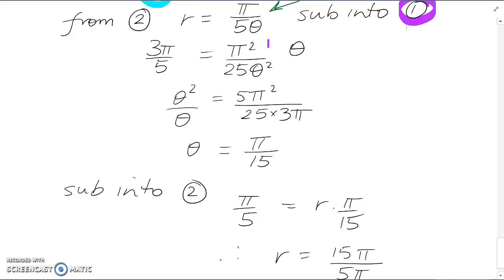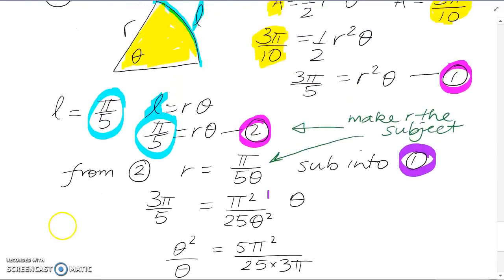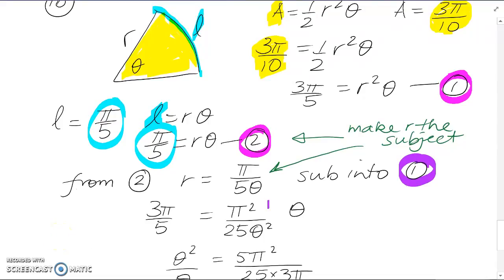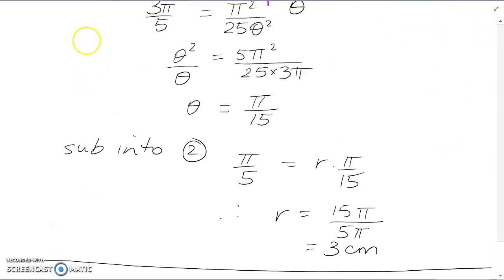Have a look at what I've done there. Once I've got my theta, you know when you're doing simultaneous equations, you've got to come back and find the other one. So I've got theta is pi on 15, so I'm going to put that into equation 2. There's equation 2, which says pi on 5 equals r theta. So pi on 5 equals r, well, theta is pi on 15. Substitute it in, simplify, and you get 3 centimeters. So I hope that's okay.